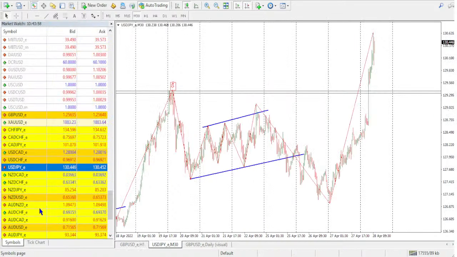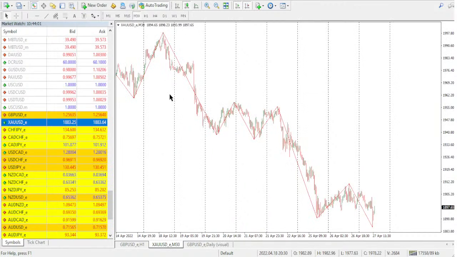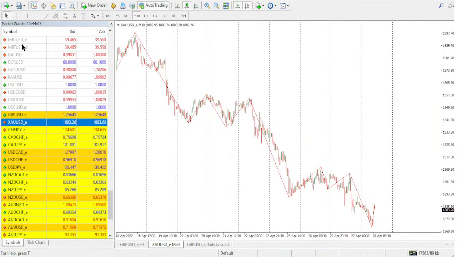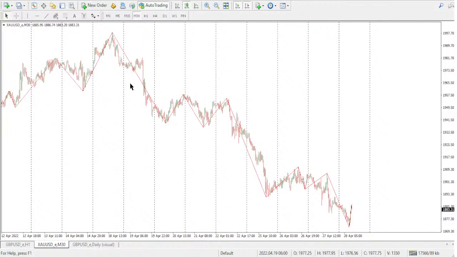The next instrument is gold. It looks like gold also is in a very good downtrend. We keep seeing lower highs. We had a high here, a lower high, a lower high, and a lower high.